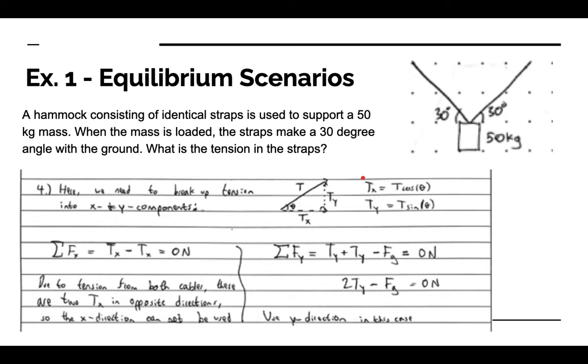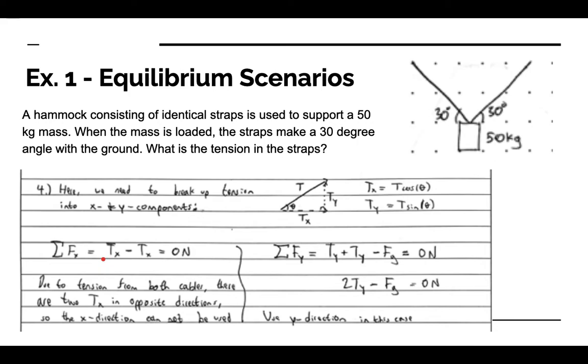So Tx, if we apply trigonometry, is going to be T cosine theta, and Ty is going to be T sine theta. So now we sum our forces in the x and y direction separately. We're not going to sub in trigonometry yet. We're just going to use Tx and Ty.